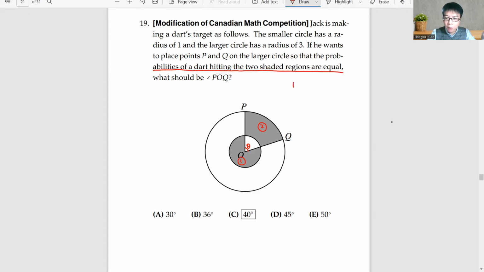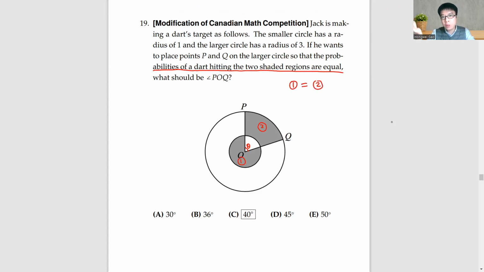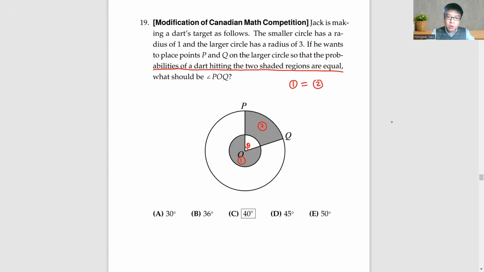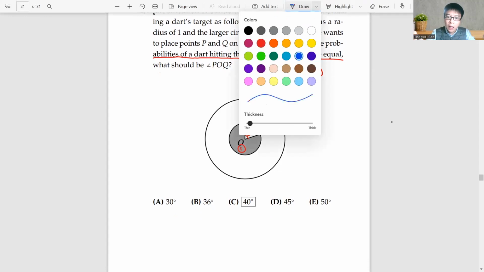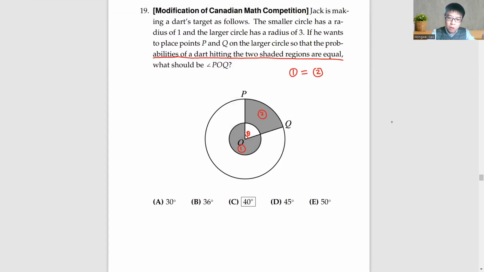So we basically have area 1 equals area 2. That's what it means. The probabilities are equal. And now these two shapes are not so regular, but we know that if we add this part, let me call it 3, this sector, it becomes regular. So that implies 1 plus 3 equals 2 plus 3. In other words, a small circle equals a larger sector.